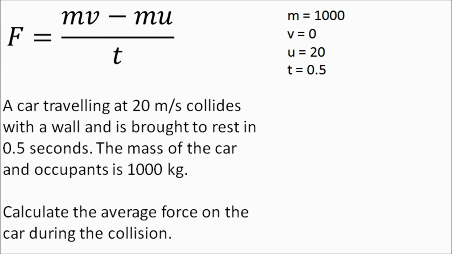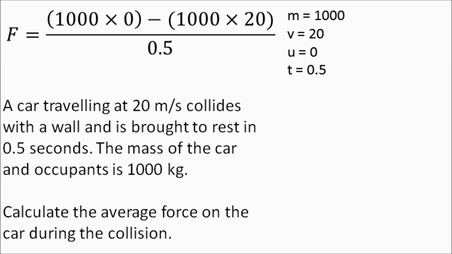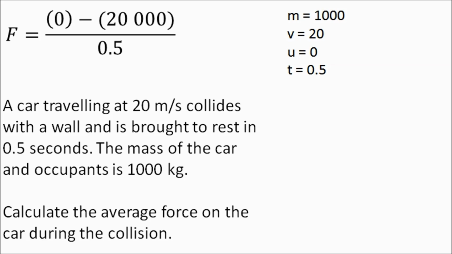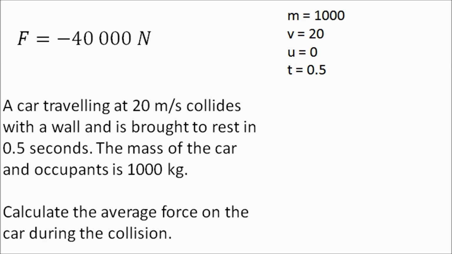Now here's the only tricky part of this question. It says, and is brought to rest. If it's brought to rest, that means its final velocity is 0. Its initial velocity was 20 meters per second, and it took 0.5 seconds for this crash to happen. So you feed all those values into this little equation here. 1,000 multiplied by 0, anything multiplied by 0 is 0, minus 1,000 times 20, and this is what we get, and the final answer is minus 40,000 newtons. Now because this is a deceleration, the number comes out negative, but you don't need to write that negative sign. The answer is 40,000 newtons, or 40 kilonewtons.